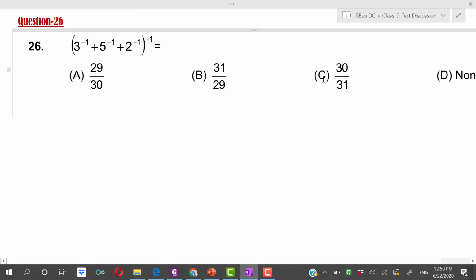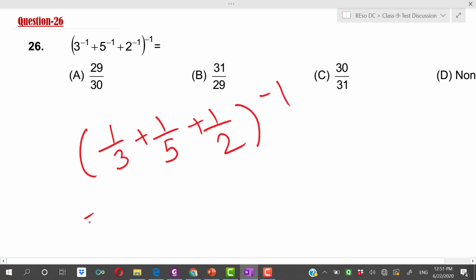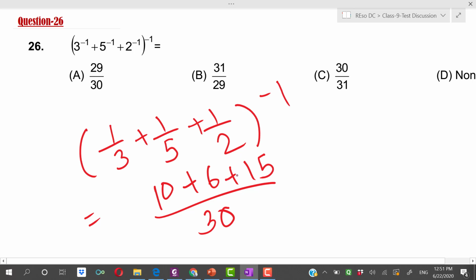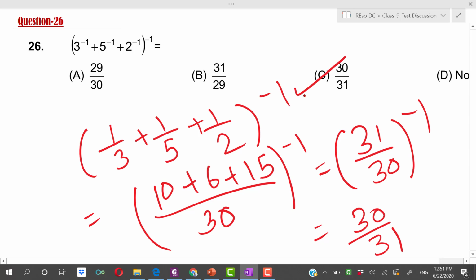Next question is (1/3 plus 1/5 plus 1/2) whole raised to the power minus 1. So first let us solve this quantity. The LCM will be equal to 30. This will be (10 plus 6 plus 15)/30 raised to the power minus 1, which is equal to (31/30) raised to the power minus 1. So my answer will be equal to 30/31. That is option number C will be the correct answer of my question.